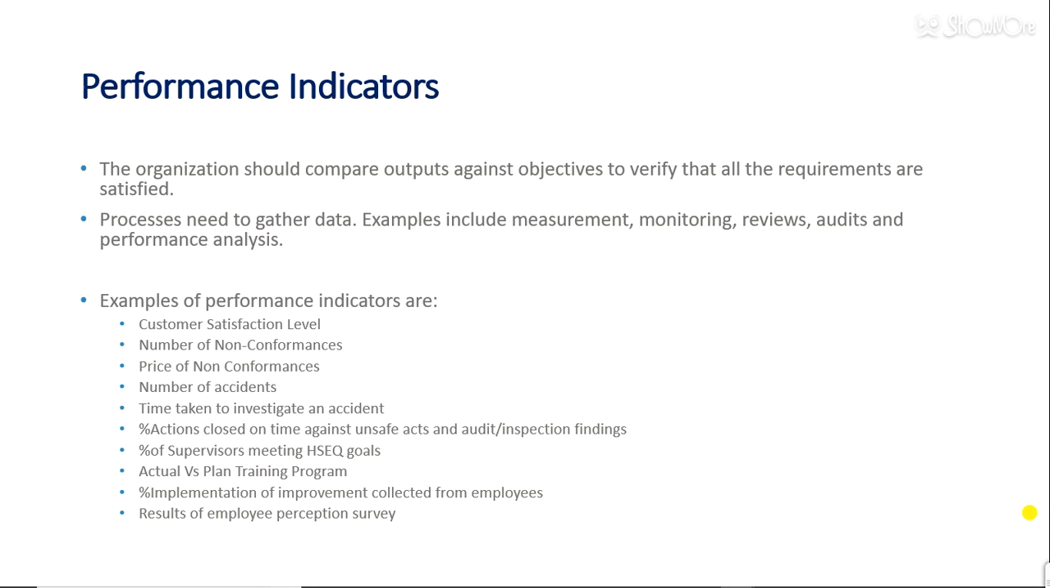Performance indicators are vital in a management system. The question that you should ask yourself is, what do I need to measure to know that my processes are performing as expected? Examples of performance indicators are customer satisfaction level, number of non-conformances, price of non-conformance, number of accidents, among others. You need to determine as an organization what data you are interested to know on a monthly, quarterly, 6-monthly, and annual basis that will allow you to take action as required.